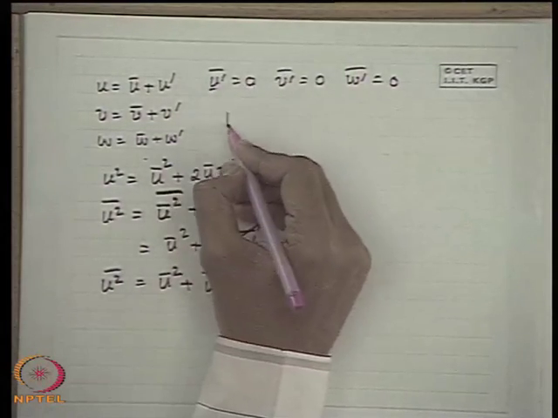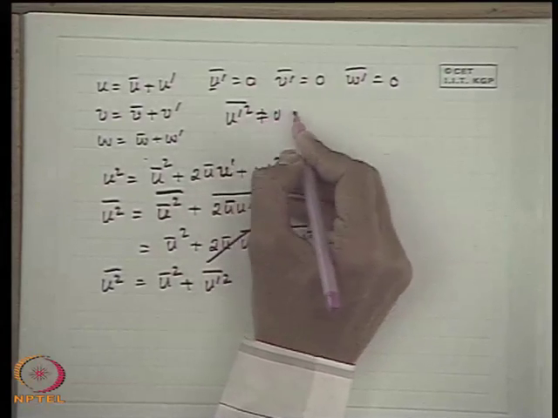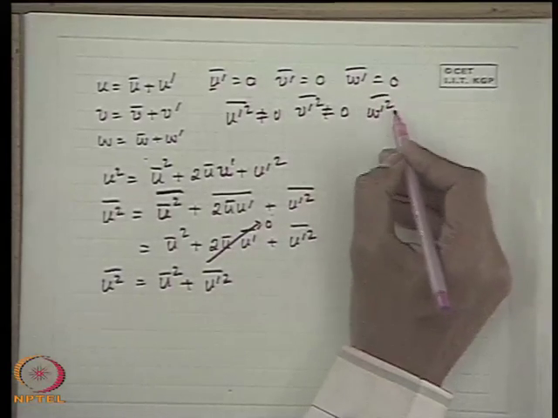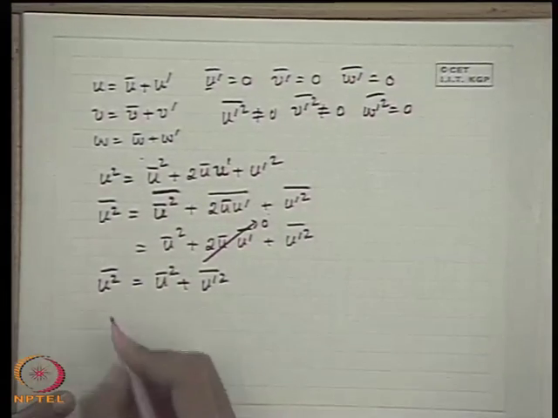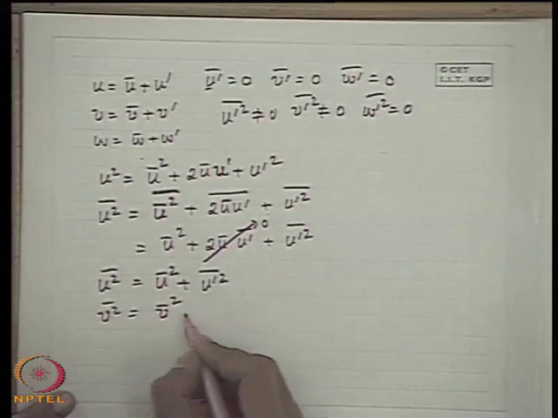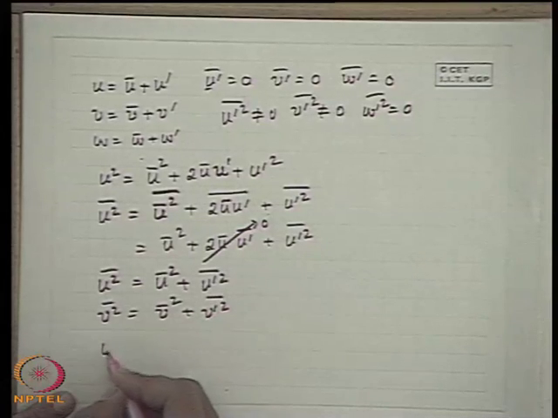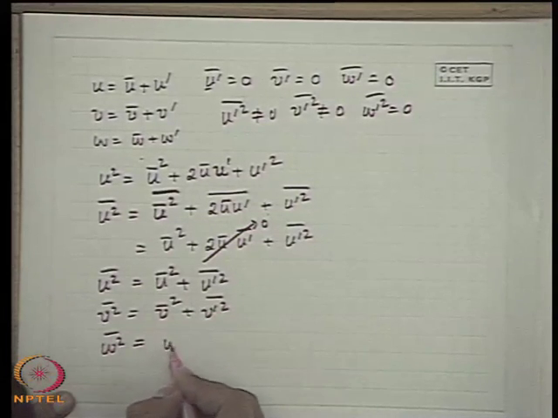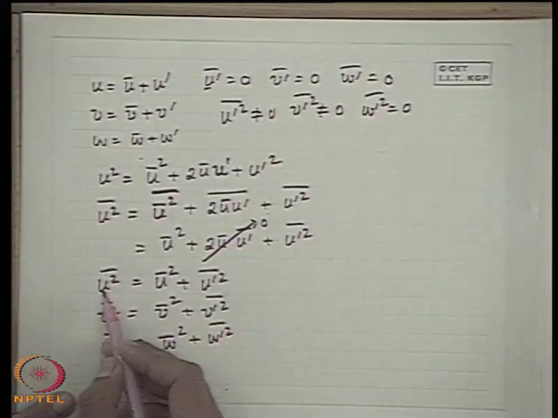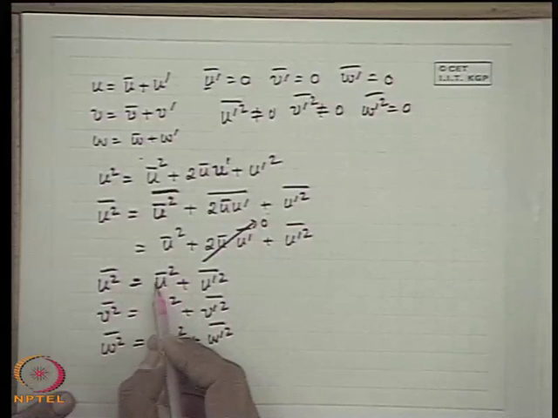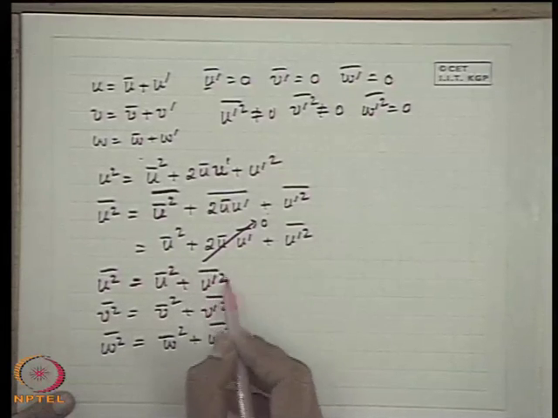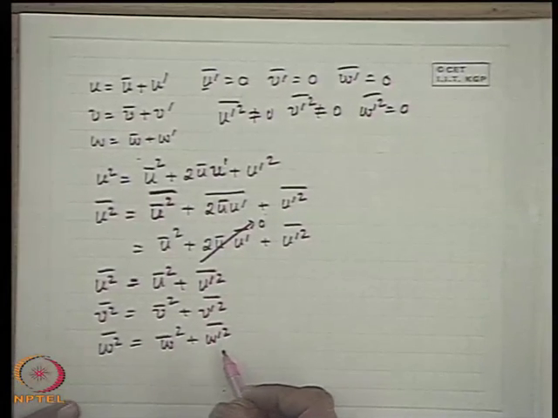We know that u dash average is 0, but u dash square average is not 0. Similarly v dash square average is not 0. So the time mean values of the squares of the fluctuating components are not 0. In a similar way, we get that v square average is the square of the average v plus v dash square average. In a similar way, we get w square average is w average square plus w dash square average. That means the average value of the square of any velocity component is equal to the square of the average value of the velocity component plus the average value of the square of the fluctuating component. This is the representation of turbulent intensity as we have already discussed earlier.